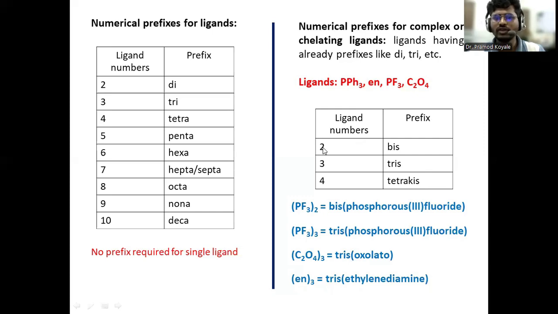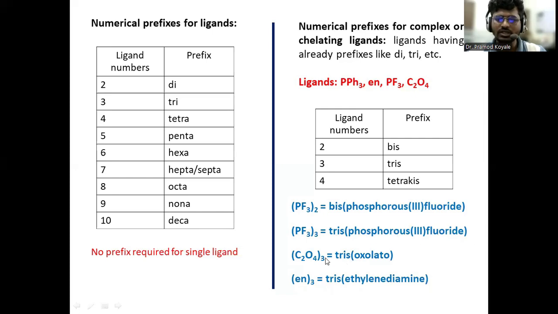If you have two such ligands, then it is bis. For three, it is tris. For four, it is tetrakis, and so on. Let's see the example. We have PF3, phosphorus trifluoride. It already has the prefix tri within the name. So if it is two of these PF3, then bis(phosphorus trifluoride). If it is three PF3, then it is tris(phosphorus trifluoride).